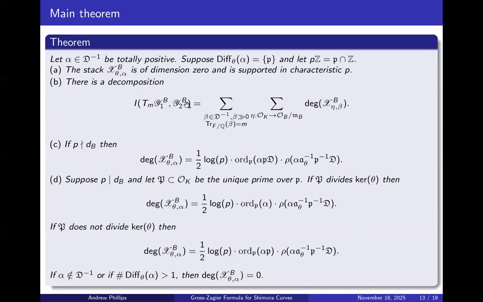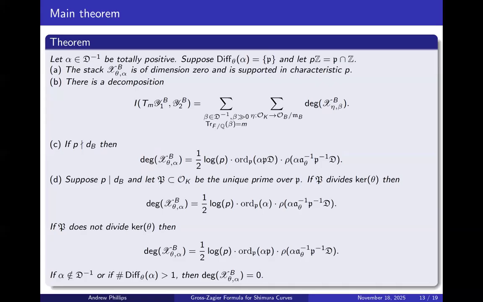And then there's a decomposition here, just to answer the original question I was going over. There is a decomposition of this intersection multiplicity of these two divisors in terms of these degrees. So once you have formulas for these degrees, then you'll have a formula for this intersection multiplicity.